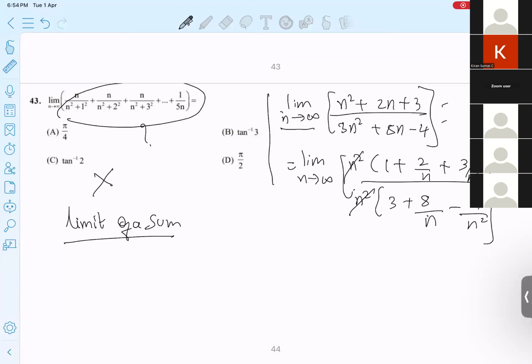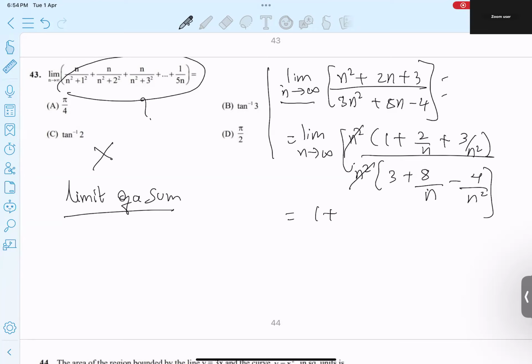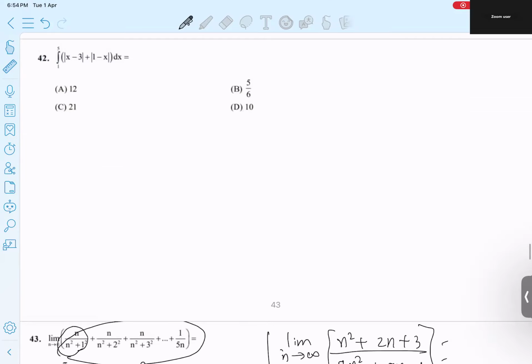So if they have given like this, then n square will be cancelled. If you apply the infinity, 1 plus 2 by infinity, any real value divided by infinity gives you what? 0. So 0 plus 0 divided by 3 plus 0 minus 0, which is 1 by 3. They can't ask this kind of question because this was a limit of a sum base. I explained the concept of a limit if n is tending towards infinity: they have to give the same degree in numerator and denominator. Fine. So now the next question.